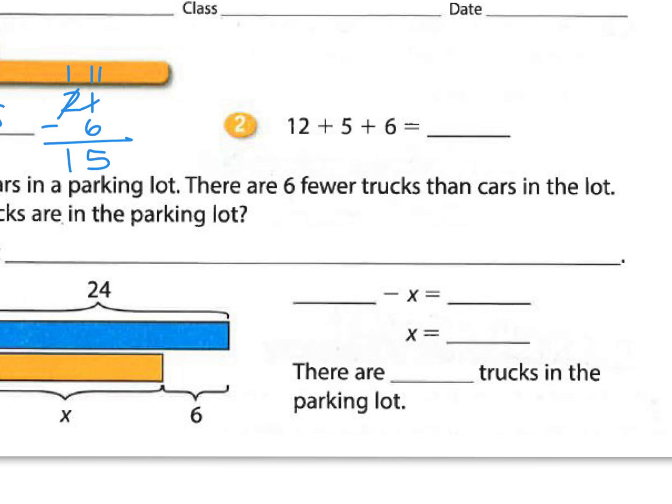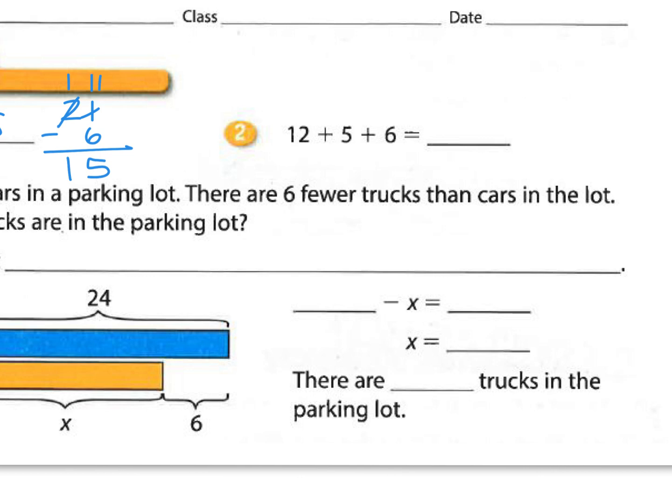Here we have 12 plus 5 plus 6. So again, we're going to line them up vertically. 12 plus 5 plus 6. We have 2 plus 5 is 7. 7 plus 6 is 13. Regroup that 1. 1 plus 1 is 2. So our answer is 23.